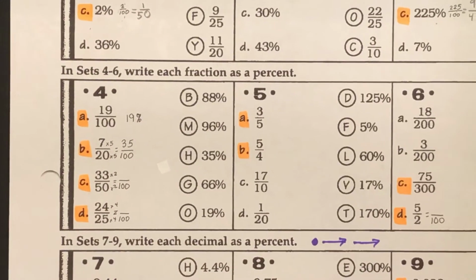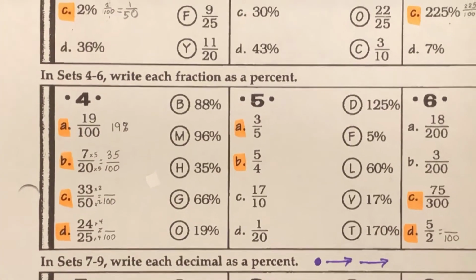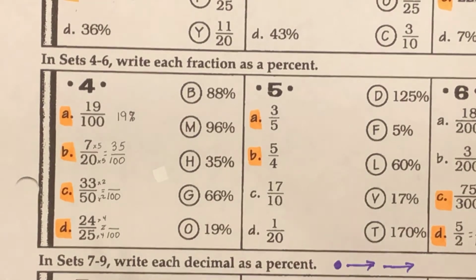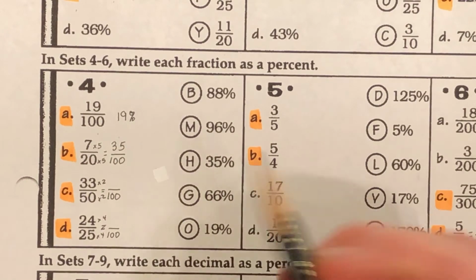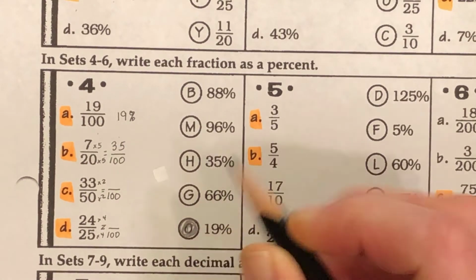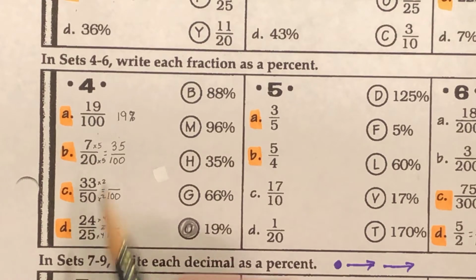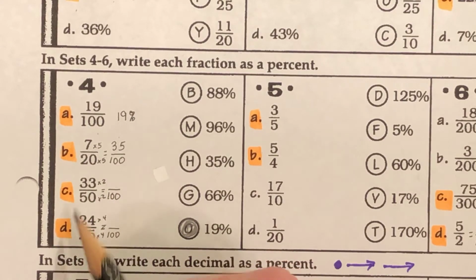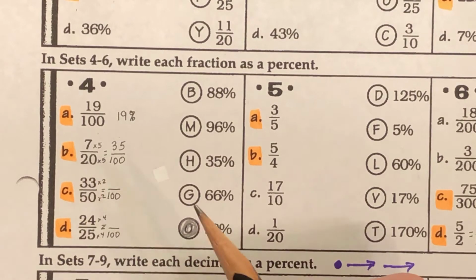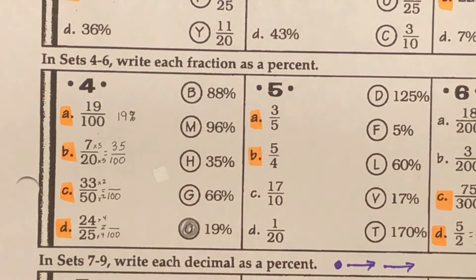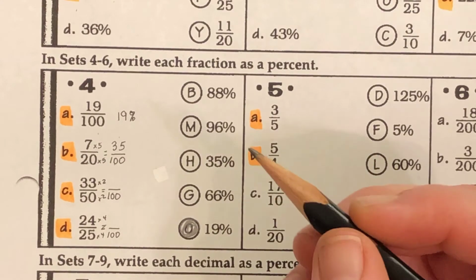Let's look now at number 4. This section we're writing each fraction as a percent. We're going backwards. 19/100ths is 19%, obviously. That one was easy. Now, the others aren't quite as easy because they don't have 100 in the denominator. There are 2 things that you can do. You can use your calculator and divide it out, or you can convert it to hundredths. In this section, I decided I'm just going to go ahead and convert these all to hundredths.